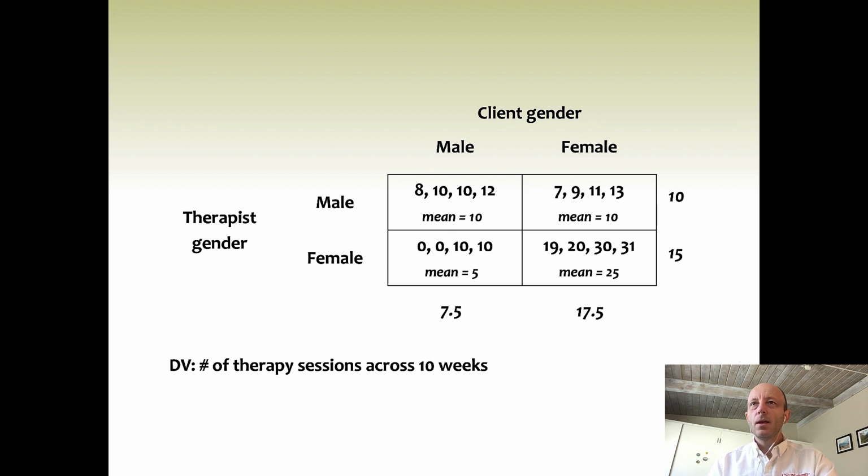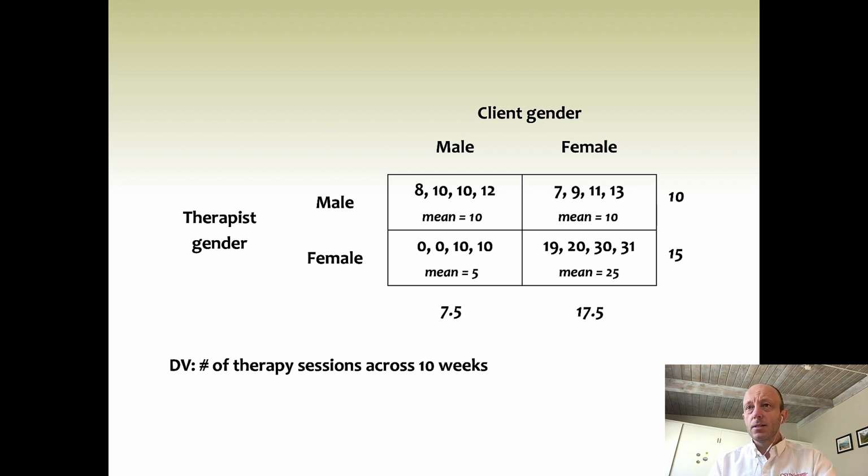Anyway, this one, first of all, I'm presuming that there are only two gender denominations here, but we have males and females in this case. Obviously, that is not always the case, but we have client gender and we have therapist gender. Those are our two independent variables, and we're looking at number of therapy sessions across 10 weeks. And so we've got a two-way or two independent variable situation. And different participants in each condition, so independent samples.